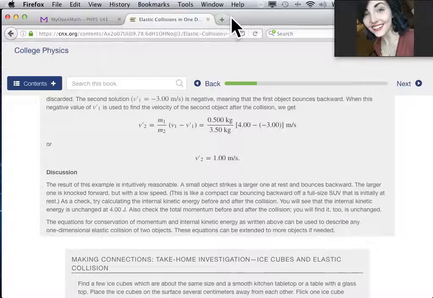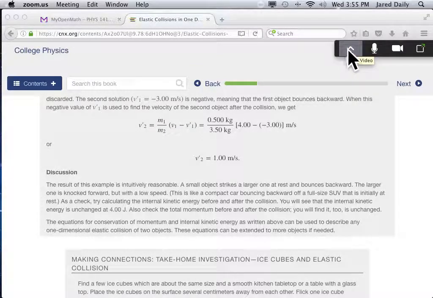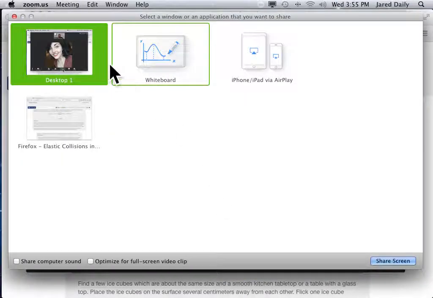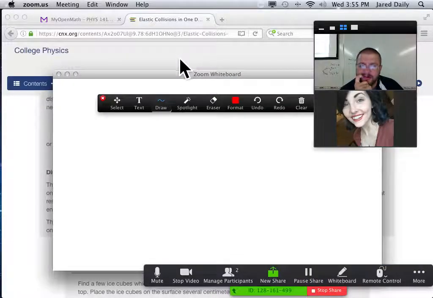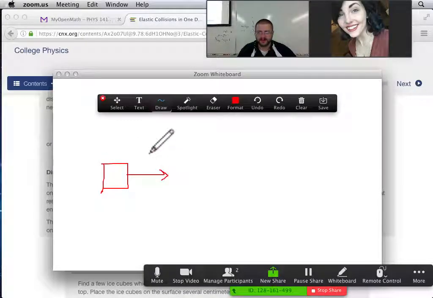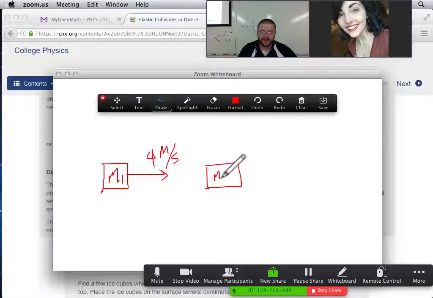So to draw a picture of this, let me put this into share screen mode. If we're going to draw a picture of this, it would look like this. We have block 1, and it's moving at 4 meters per second this way to begin with. And it has mass 1. And then block 2 to begin with is not moving at all, has a 0 velocity. And that's before.